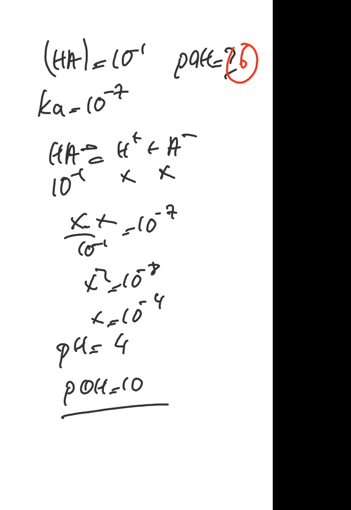Your answer is originally wrong because I'm giving you a weak acid and you said that the pOH is 6, which means the pH of this one is 8, and 8 is in the basic region, baby.